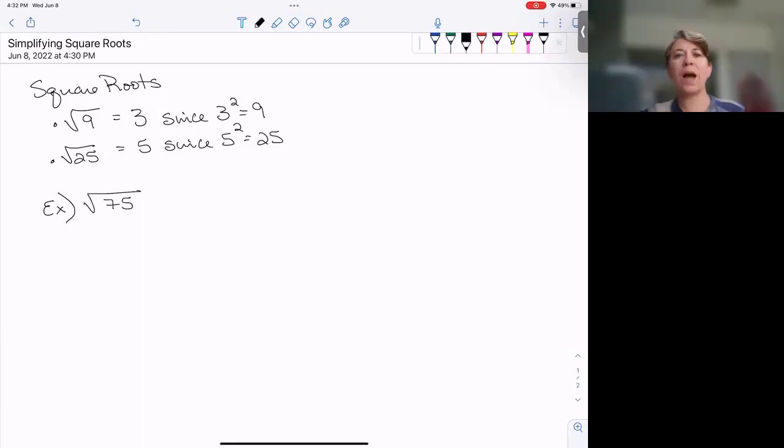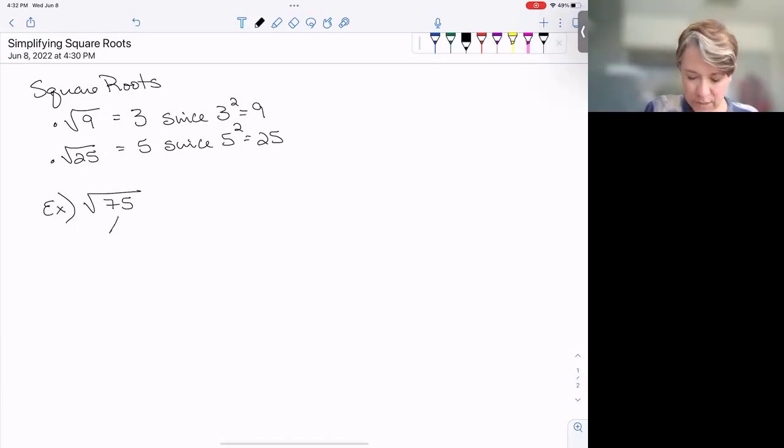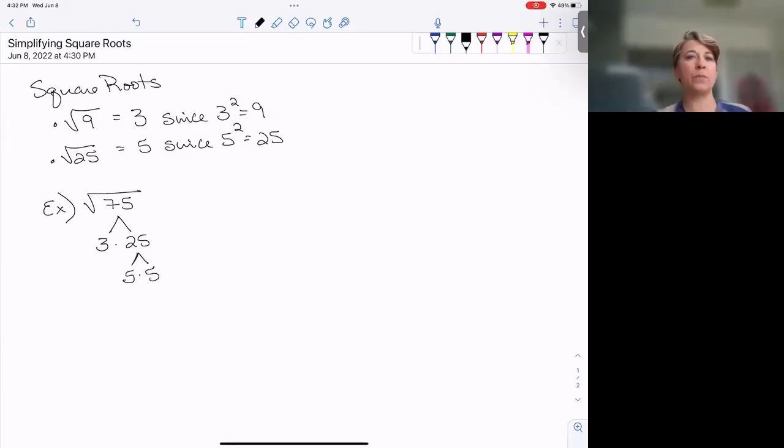If I were to do the prime factor tree, which basically means divide this by whatever you can and keep going, as long as you don't use the number 1, go as far as you can. So 75, I think of 3 times 25. You may recognize 25 as a perfect square, but if you don't, that's okay. Divide that 25, we get 5 and 5. Now everything that's left is prime.